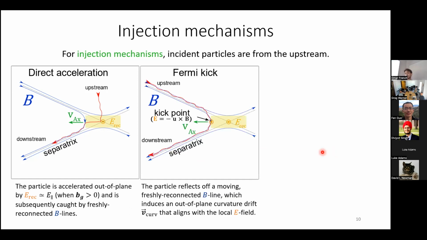Second, we have Fermi kick, in which a particle is flowing in from the upstream, and in the same way that a tennis ball will encounter a moving tennis racket and be accelerated, it will encounter this reconnection outflow and gain acceleration due to an induced out-of-plane curvature drift that is aligned with the local electric field. Shown here, there's an electric field pointing into the page, and there's also a curvature drift aligned with it, and that creates a kick from electric fields perpendicular to the local magnetic field, which is now in plane.